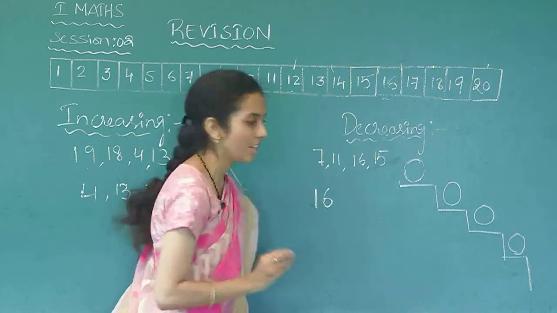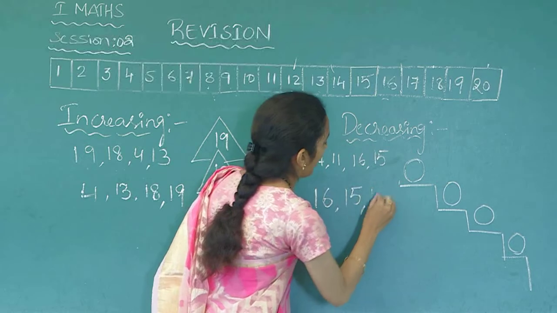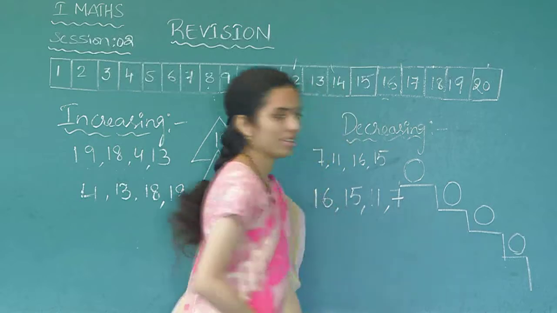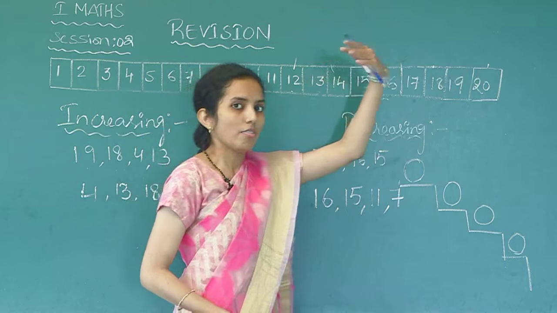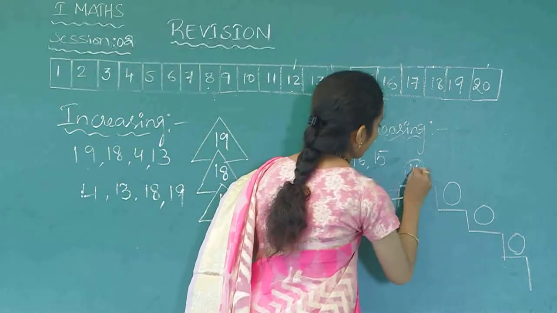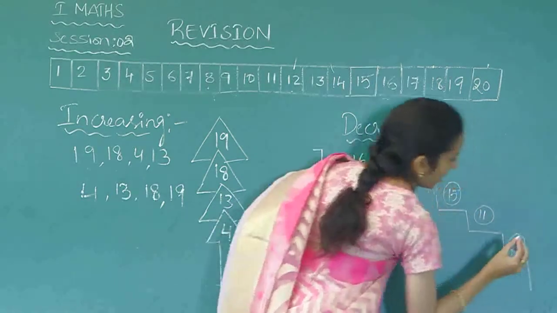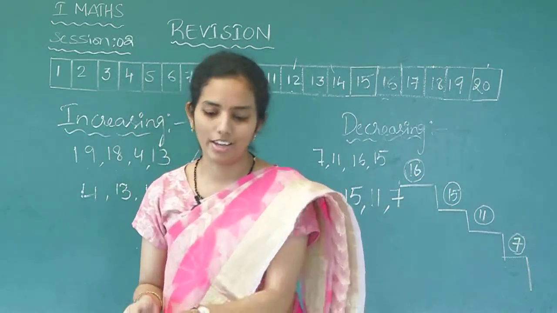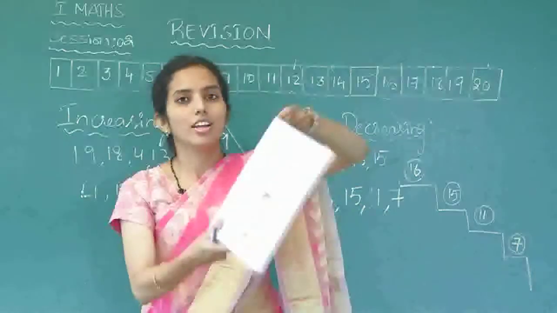16. So after 16, 15. After 15, 11. After 11, 7. So this is how we write the numbers in the decreasing order, from biggest to smallest. Now let us place this in circles. 16, 15, 11 and 7. So this is increasing order and decreasing order. With this topic we have completed our chapter.